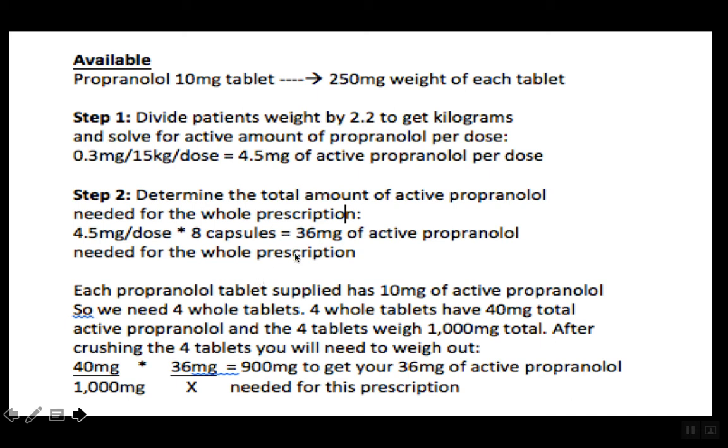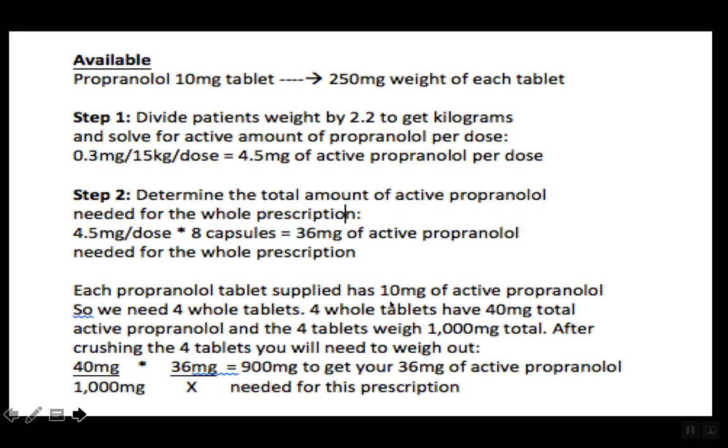You just divide and you're going to get a decimal obviously, because it's 36 milligrams and each one is 10 milligrams, right? So you're going to need 3.6 tablets, which is not ideal. So you're going to round it up to 4. So we need 4 whole tablets, right? That's the ones that you're going to crush.